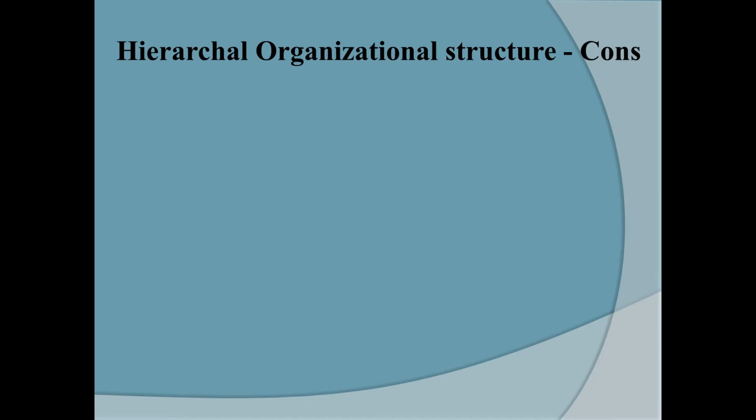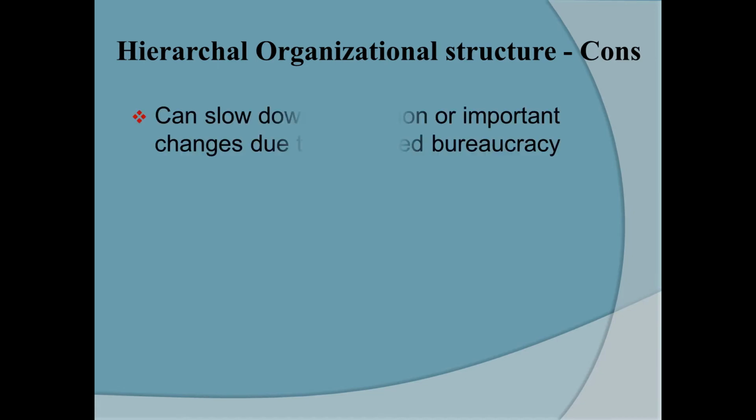Now, what would be the disadvantages of this hierarchical organizational structure? So first, it can slow down innovation or important changes due to increased bureaucracy. As you can see, on the hierarchical scheme, it has a lot of stages. So with this, a lot of process will also be anticipated.